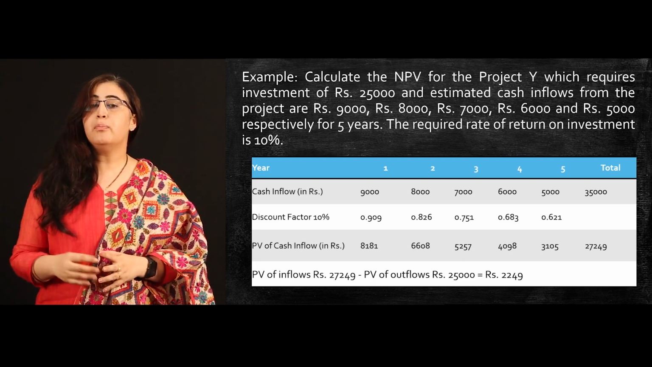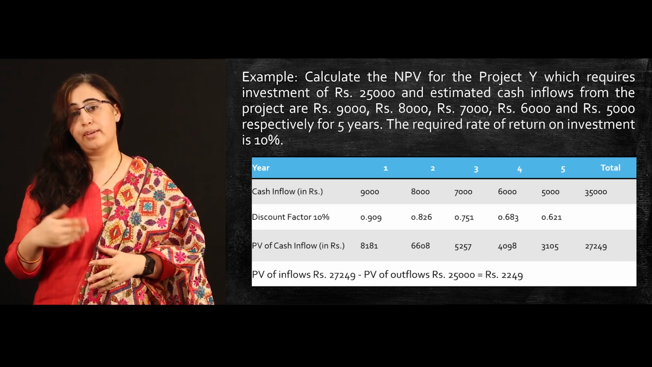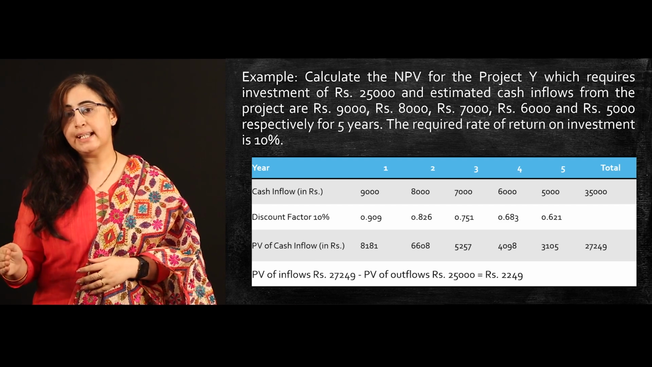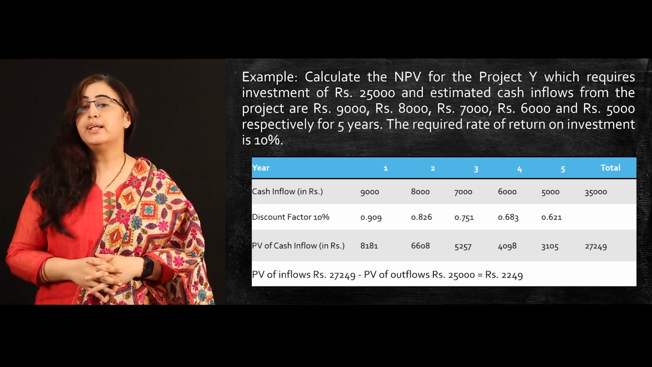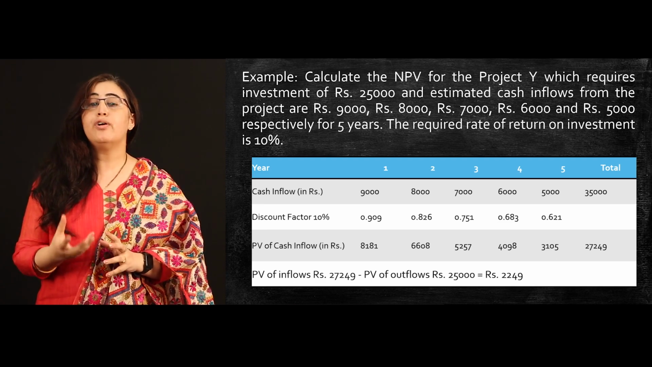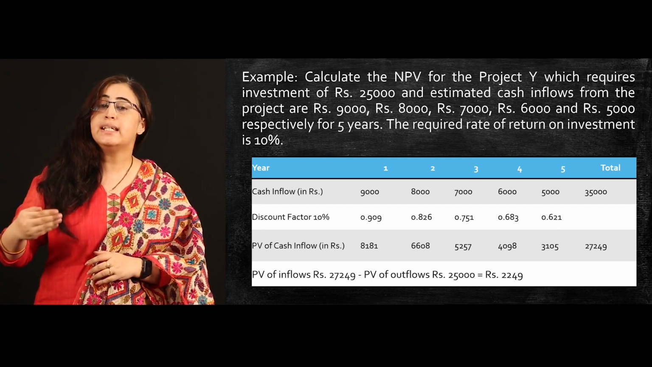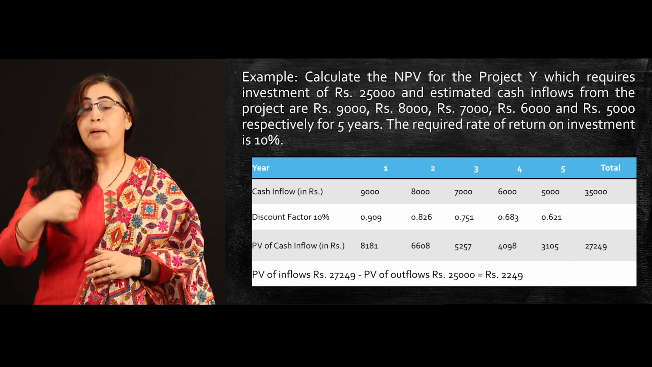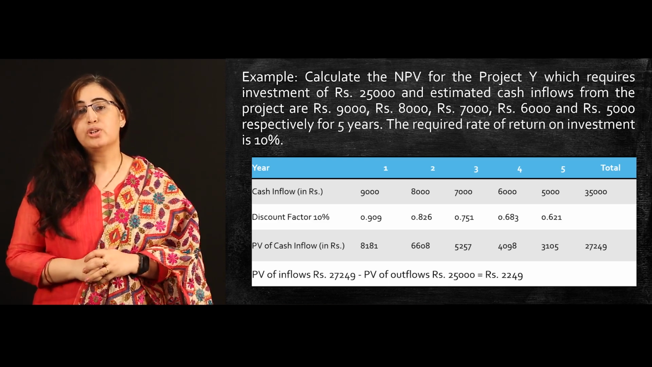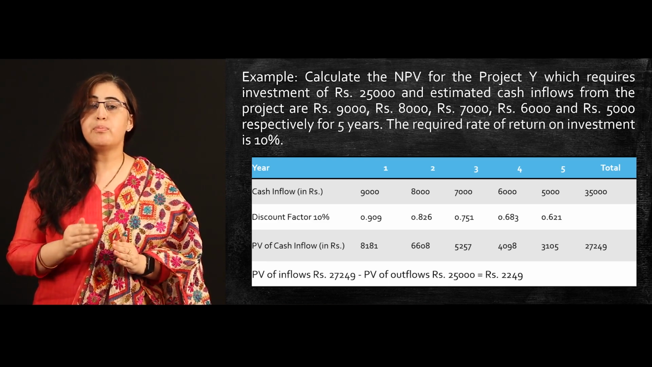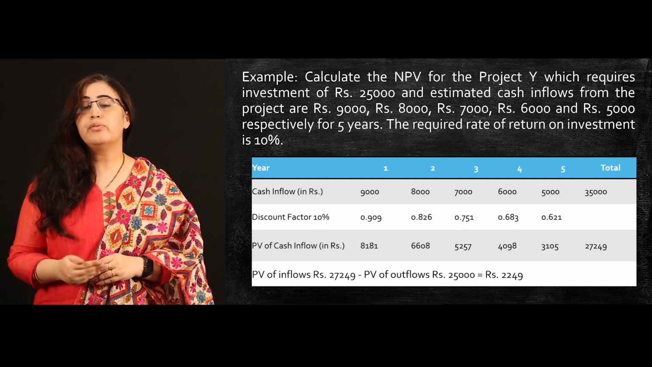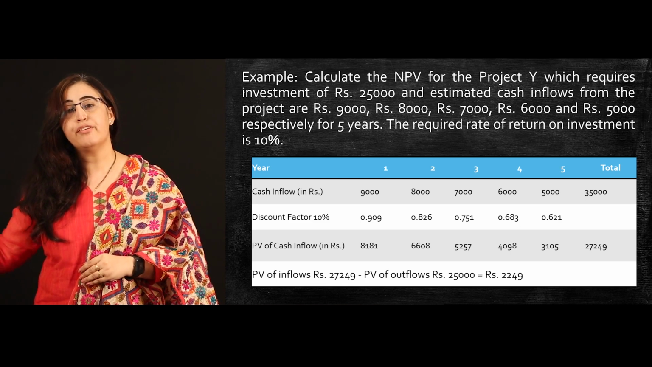After the second year it becomes 0.82. After the third year it becomes 0.75. Fourth year 0.68 and fifth year it becomes 0.621. So if you are earning 1 rupee, after 5 years the value of that 1 rupee is going to be 0.62. Now I multiply my discounting factor with the actual cash inflow. So when 9,000 is multiplied by 0.909, it becomes 8181. Similarly, I do it for the second year, third year, fourth year and fifth year.